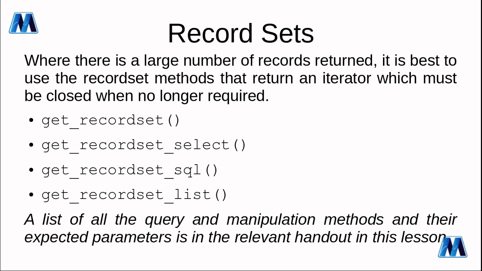So where there's a large number of records to be returned, it's best to use the record set methods, which mean that the records are not returned and kept in memory, and there's the list of the relevant methods to call if you want to work with record sets. Okay, so a list of all these query and manipulation methods and the expected parameters is in a handout in this lesson.